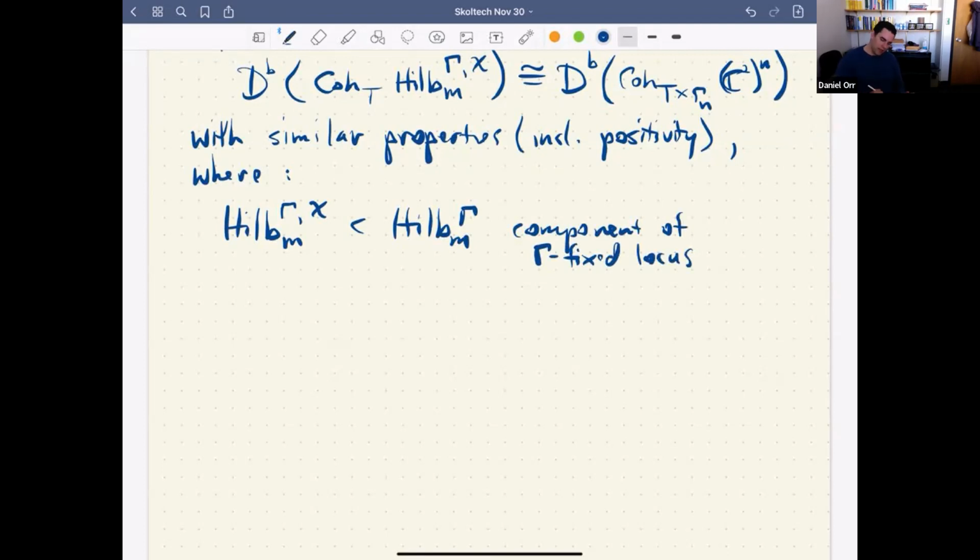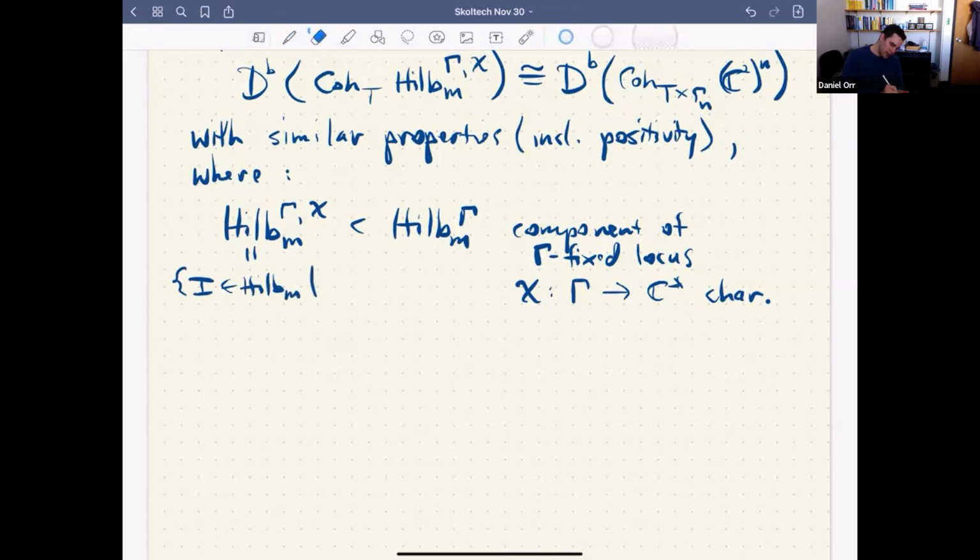So this could actually be empty, but if it's not empty, then, well, for a character gamma. What I wanted to say is if you take an arbitrary character, you might get nothing here. But this is the set of all ideals I of R, where the character of R mod I is equal to this chi.